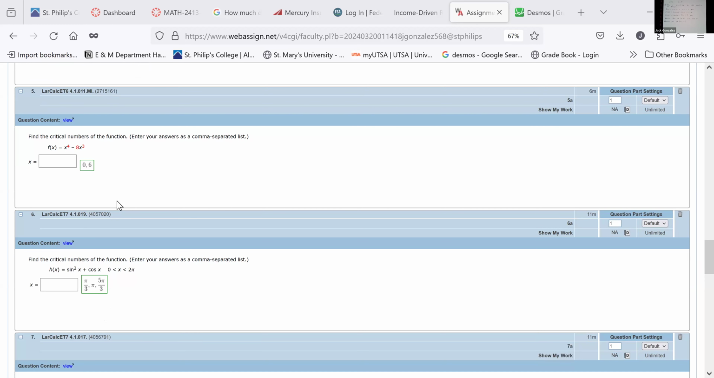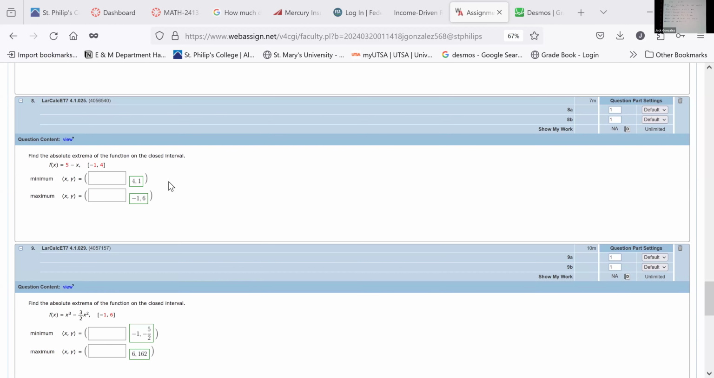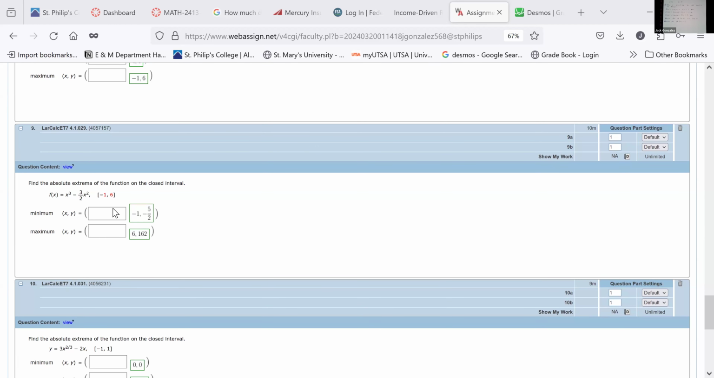Five, 6. These are the ones that we did together, something similar. So I'm going to move on. These are the closed examples.